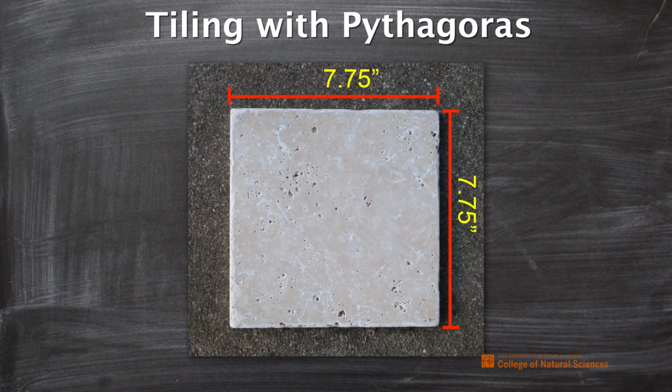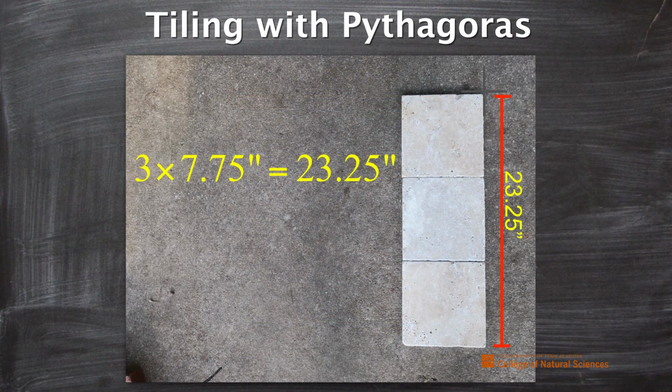Here's a picture of our natural stone tiles. Notice that they're slightly rough on the edges, but each one does measure approximately 7 3/4 inch square. So we begin by lining up 3 of these floor tiles on our floor, meeting at the center mark, the intersection of those two perpendicular lines we've drawn on our floor.